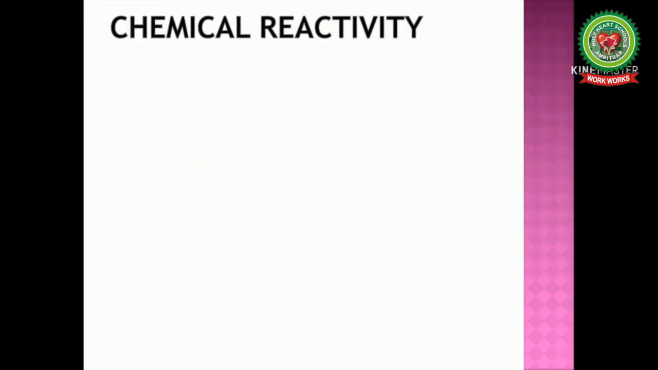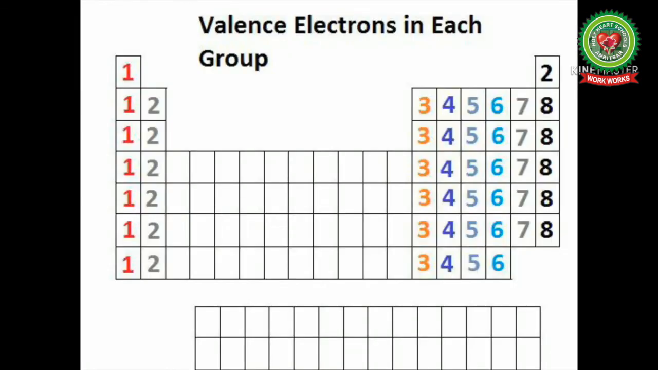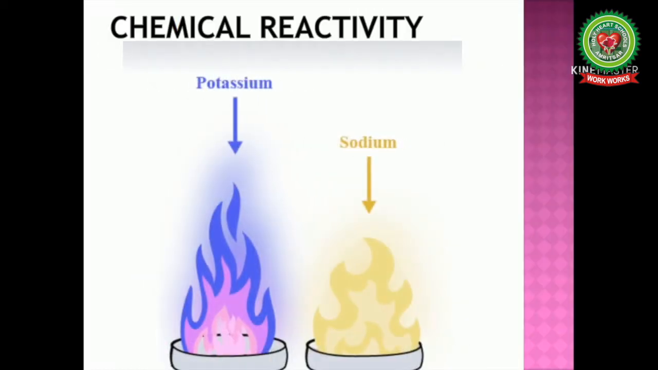The next topic we are going to discuss is chemical reactivity. What is chemical reactivity? Chemical reactivity is the reactivity of elements, which depends upon their tendency to lose or gain electrons to complete their outermost orbit. The greater the tendency to lose electrons, the greater is the reactivity in the case of metals. Similarly, the greater the tendency to gain electrons, the greater is the reactivity of non-metals.